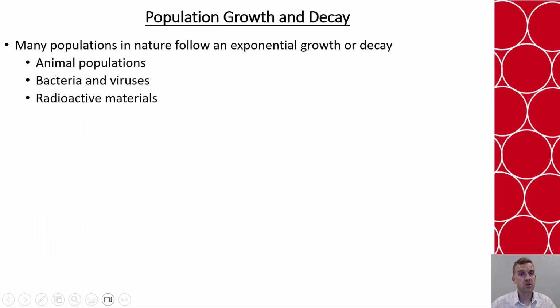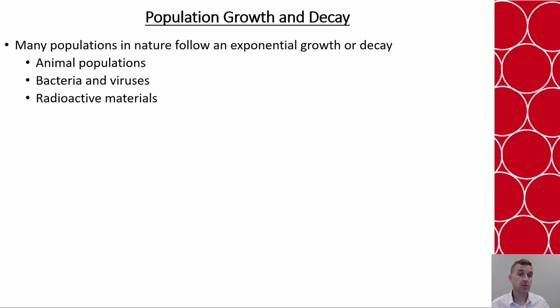Now we also see population growth and decay occur within populations in nature. Bacteria, viruses, animals, even radioactive decay are all following exponential growth models or exponential decay models. It's a very common thing that we see. And sometimes those will then turn from exponential growth or decay into logarithmic growth or decay. There's a very close relationship there as conditions change.